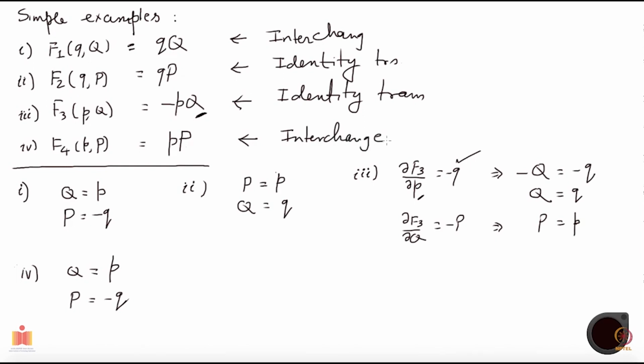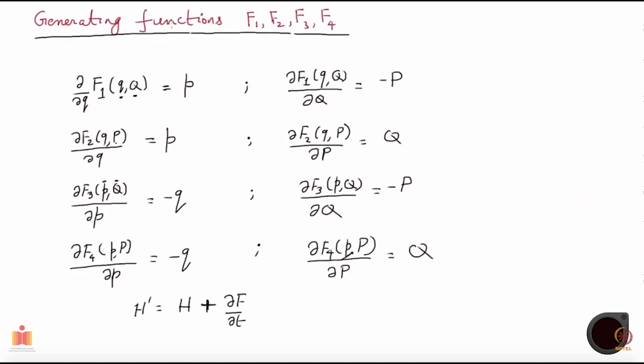So this is what it is, and these four generating functions f1, f2, f3 and f4 are called generating functions of the pure kind. So let me write it down here. Generating functions of pure kind.